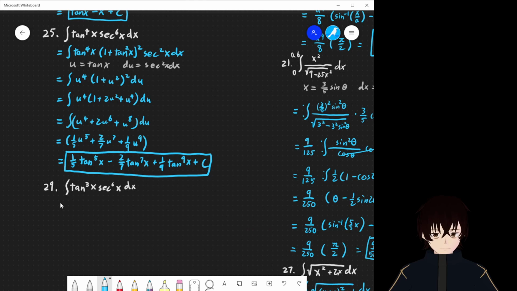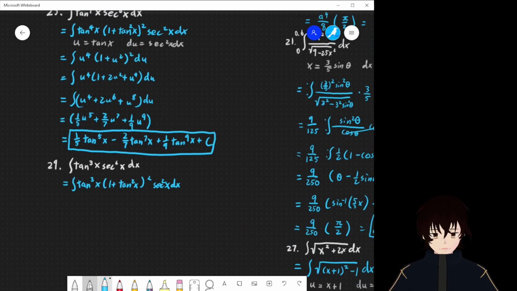But even though it is the same problem, let's just write it out again, because why not? We basically have the exact same thing as the previous problem. U is equal to tangent x.